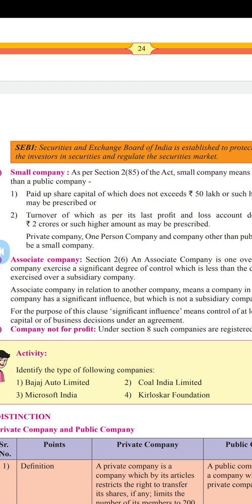Then seventh is company not for profit. Company not for profit are the companies whose main motive is not to earn profit. They are set up for social or welfare purposes. These companies are registered under section 8 of the Companies Act 2013. Such companies are the NGO type of companies. These seven come under the other types of companies.